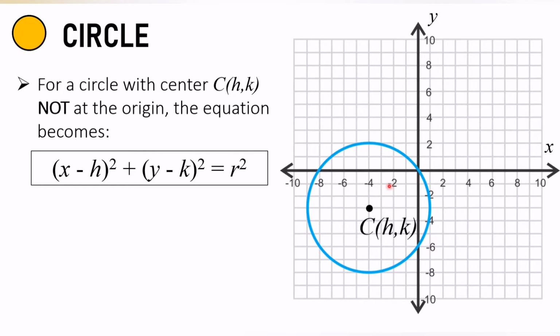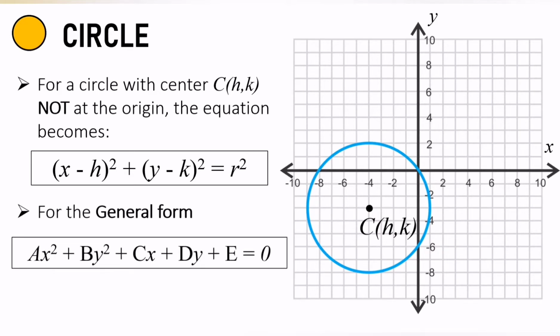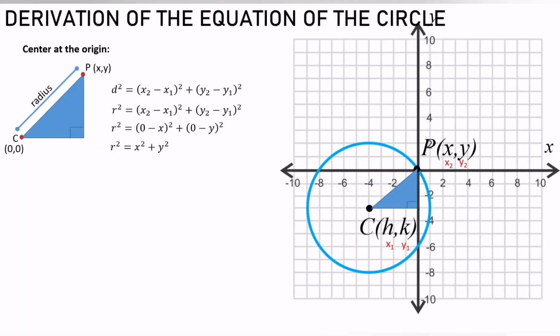So the center now is not along the origin. It's no longer (0, 0). The general form of the equation of the circle is ax squared plus by squared plus cx plus dy plus e equals 0. So let's derive that.